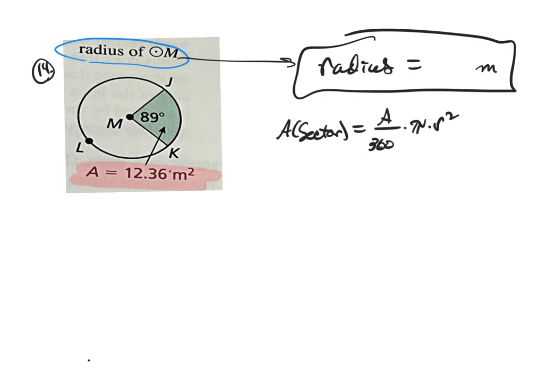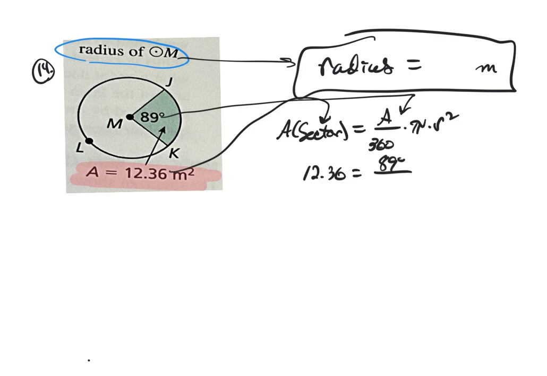So what they tell us in this problem is what the area is, 12.36. They tell us what the angle at the center is, 89 degrees. And the only thing they don't tell us in the picture is r. But that's exactly what we're trying to find. We're trying to find the radius. So we solve for r.